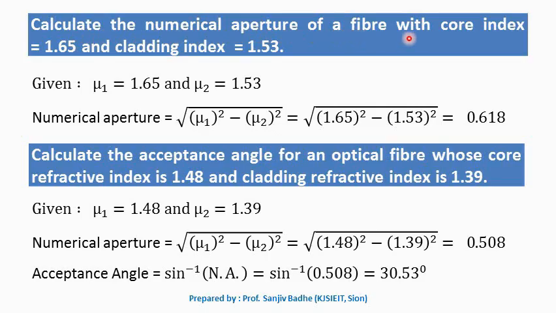Calculate the numerical aperture of a fiber with core index 1.65 and cladding index 1.53. Numerical aperture is given by square root of mu1 square minus mu2 square. Here mu1, the refractive index of the core, is given as 1.65 and mu2, the refractive index of the cladding, is given as 1.53. So we can calculate the numerical aperture as 0.618 in this case.